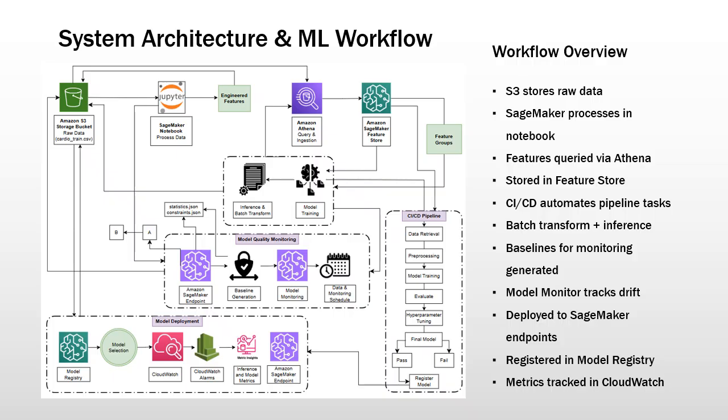Our CI/CD pipeline automates every stage from pre-processing and model training to evaluation and tuning. Batch Transform handles inference and generates monitoring baselines, which feed into SageMaker Model Monitor for drift detection. Validated models are deployed to endpoints, registered in the Model Registry, and tracked using CloudWatch metrics and alarms, ensuring performance, traceability, and operational visibility through the life cycle.